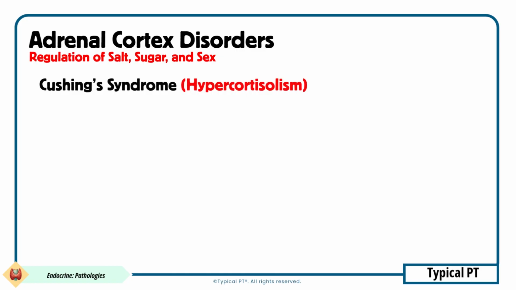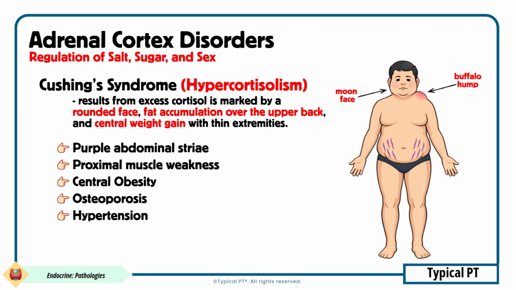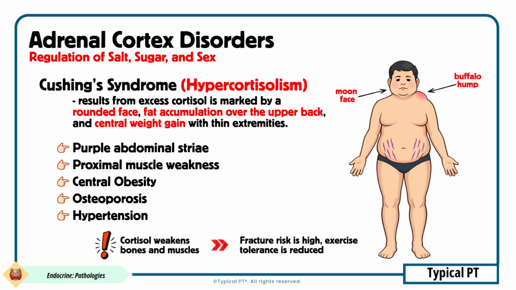Cushing's syndrome results from excess cortisol and is marked by a rounded face, fat accumulation over the upper back, and the central weight gain with thin extremities. Patients also develop purple abdominal striae, proximal muscle weakness, osteoporosis, and often hypertension. Because cortisol weakens bone and muscle, fracture risk is high and exercise tolerance is reduced.